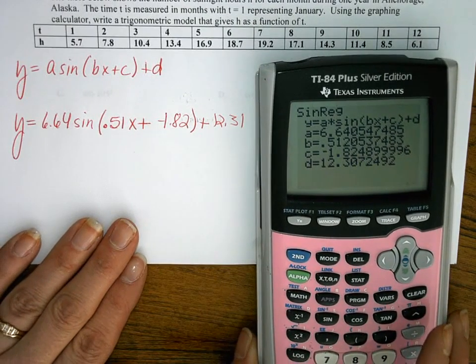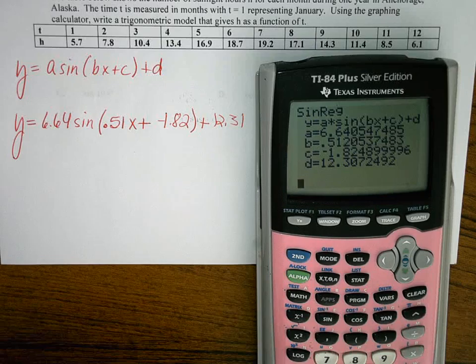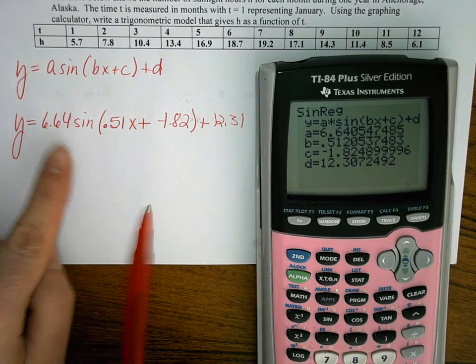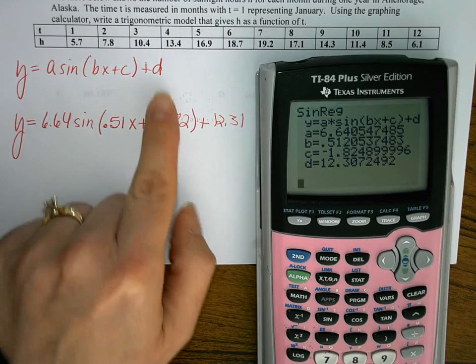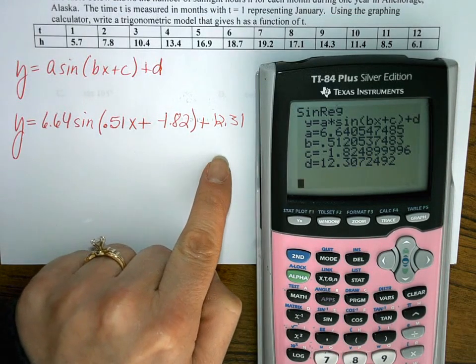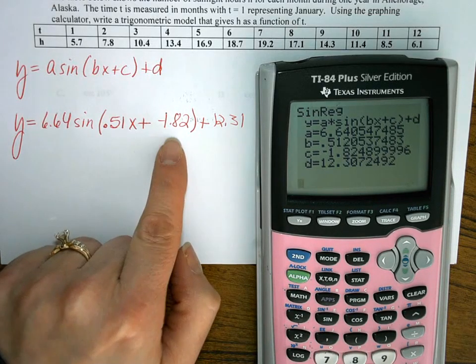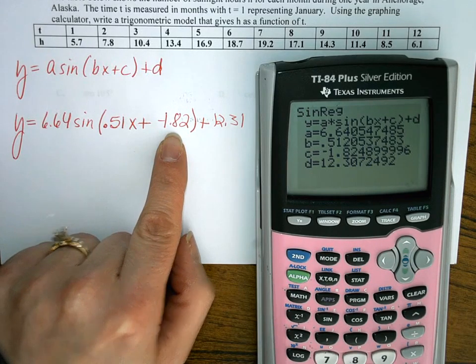Okay, now here's the deal. This equation looks a little bit different. I hope that we can recognize that it looks a little bit different. What is different in this equation? All right, they distributed the b. So my a is the same as we're used to. The k is really their d. It shifted up 12.31. But this graph does not shift right 1.82 because they distributed my b value.